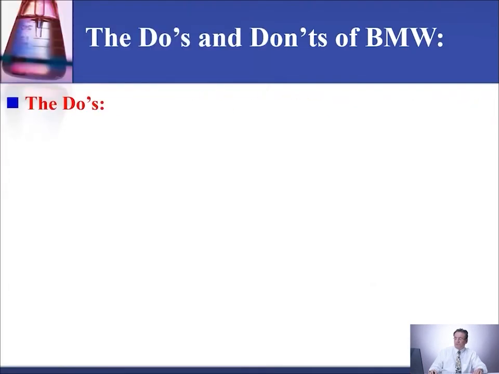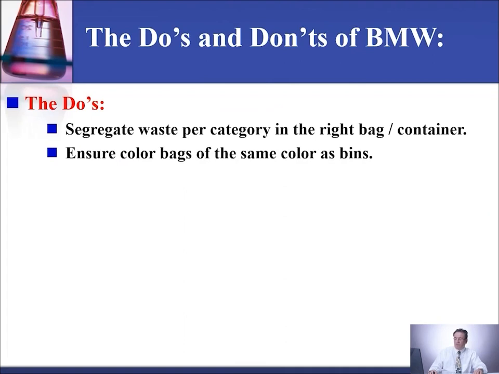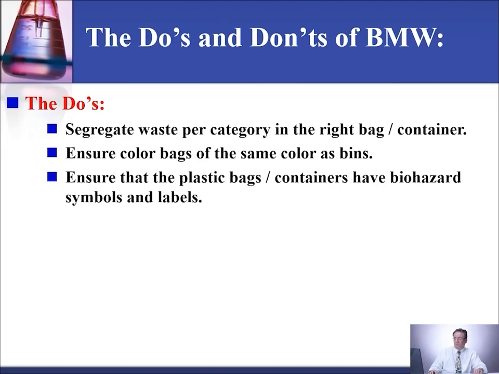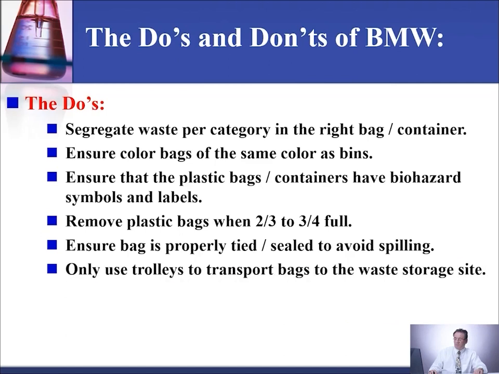The do's and the don'ts of biomedical waste. The do's, the things you should do. Segregate waste per category in the right bag or container. Ensure color bags are the same color as the bins if you need to put a bag in a bin. Ensure that the plastic bag containers have biohazard symbols and labels. Remove plastic bags when two-thirds to three-thirds full. Ensure the bag is properly tied and sealed to avoid spilling.